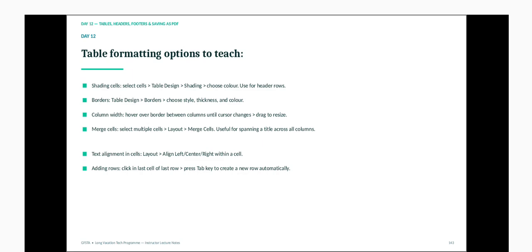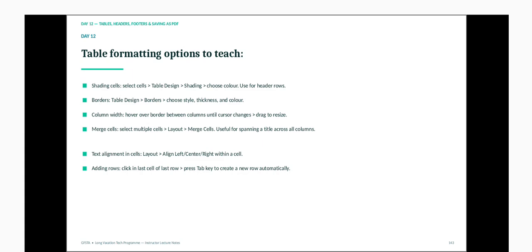You can shade the cell. If you want to do that, select the cells you want to shade, then Table Design, then Shading, choose the color and use the header row. You can also adjust the width of the table. Just place your cursor on the vertical line, then drag to the right or the left as you wish. Then the border, you follow the procedure in doing the border. Then the column width, I've mentioned it, you can increase it, resize it, or reduce it.